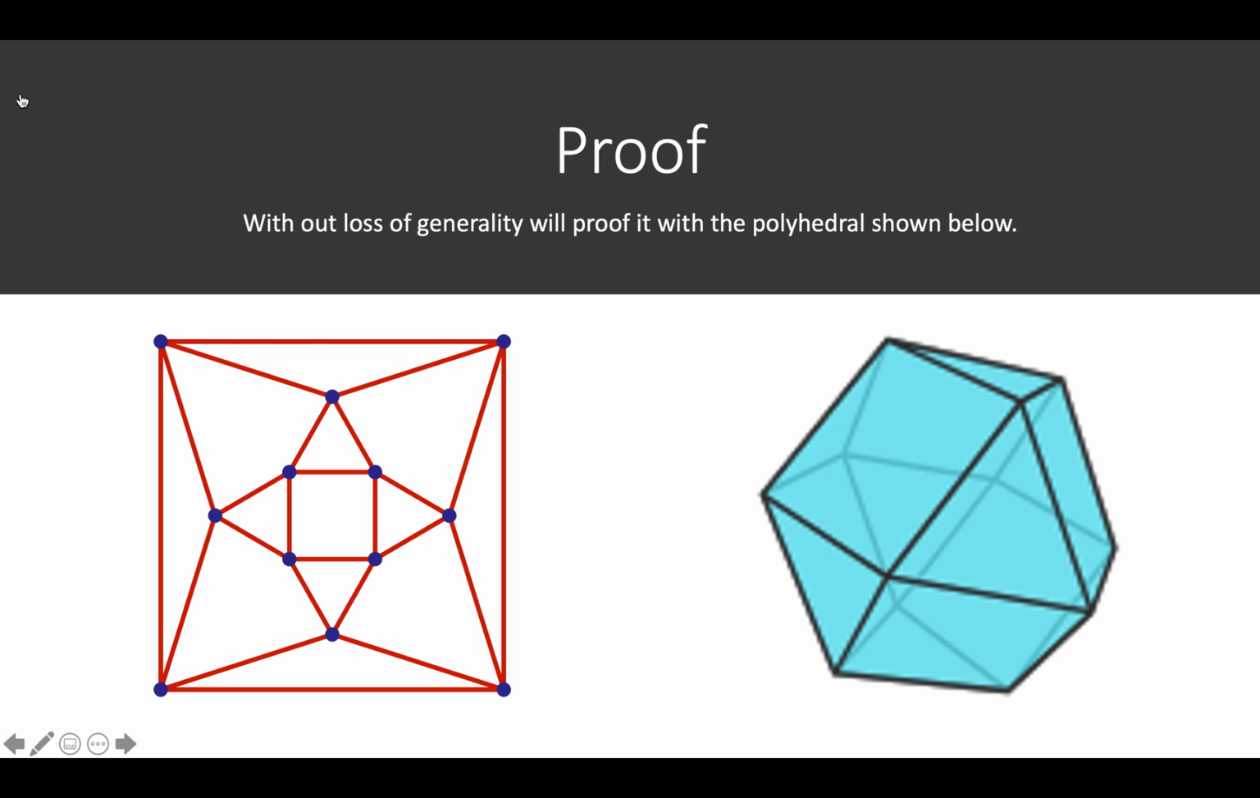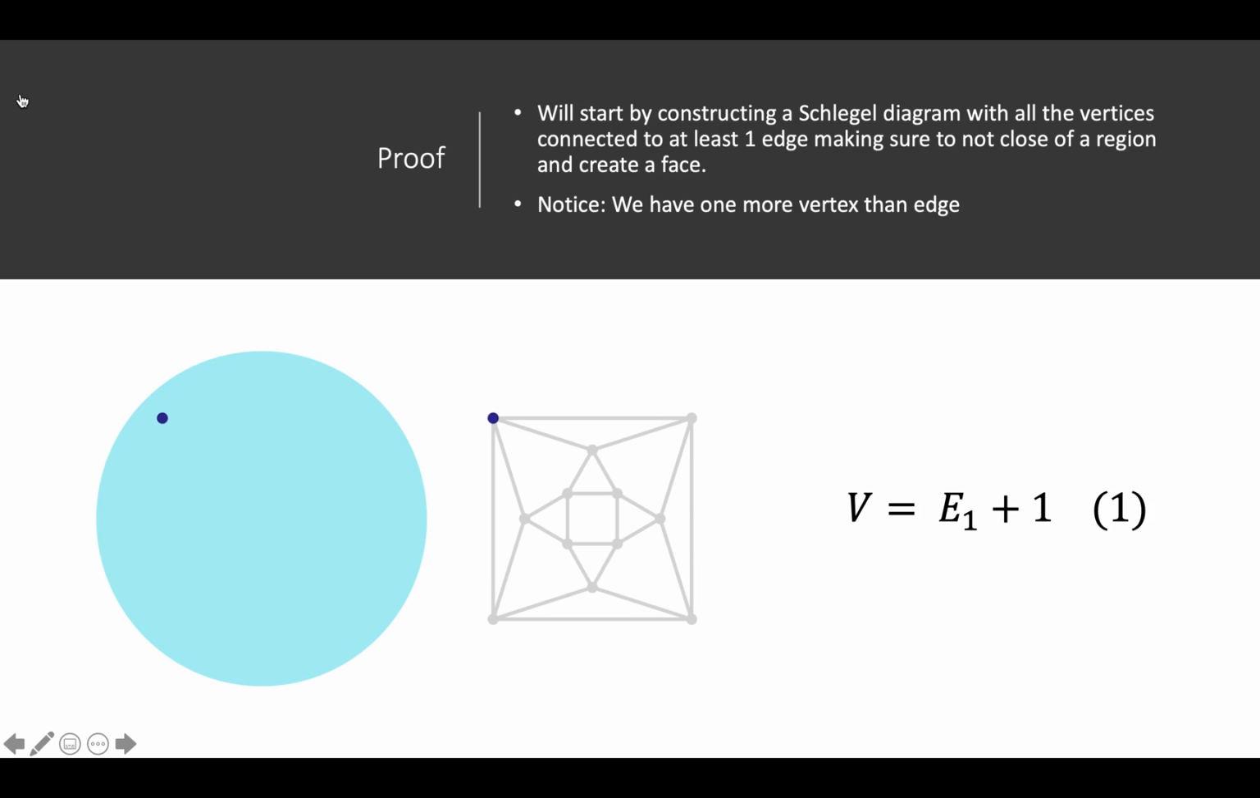We now have the tools necessary to start attacking the proof of Euler's formula. We're going to do it on a specific example, but it's going to be very easy to see that this generalizes very nicely to any polyhedra. So the polyhedra is on the right, and on the left is the graph representation of the polyhedra we're going to be using for the proof.